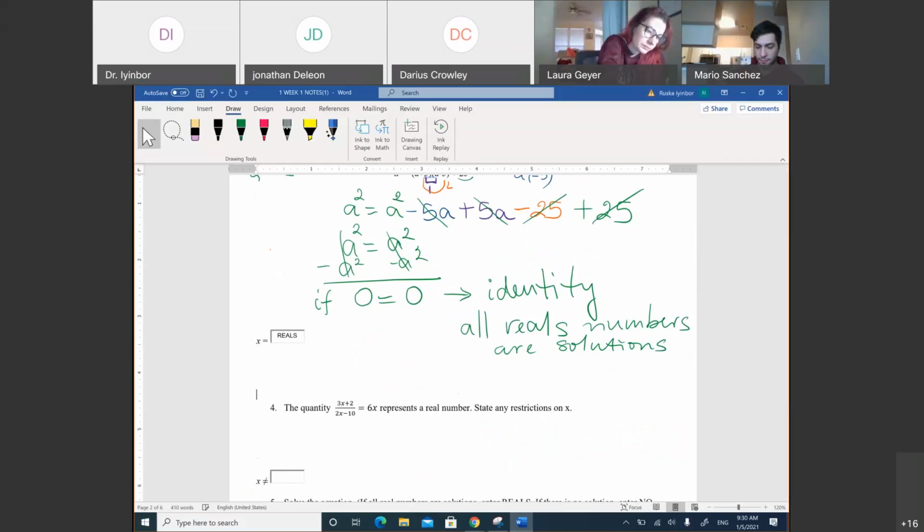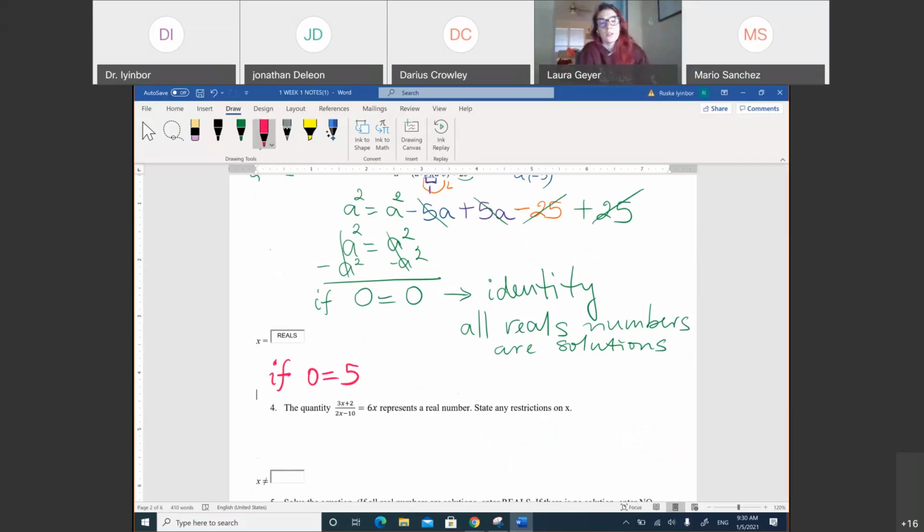I'm just going to give you an example here. What happens if, let's say, everything cancels and you get 0 equals 5, for example? If the A cancels, but let's say this is not 25, this is 30, you're going to get 5. So if you get 0 equals 5, is the equation true? It's not true. 0 is not equal to 5, right? This is a wrong statement. 0 equals 0 is true, that's why it's an identity. But 0 equals 5 is not true, that's why there is no solution.